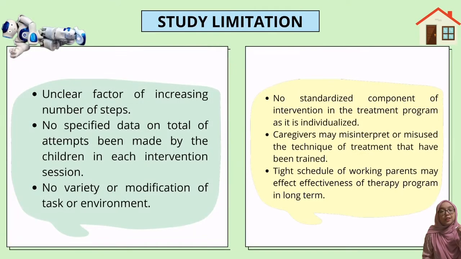There are several limitations in the social assistive robot case study. Firstly, there is an unclear factor for the increasing number of steps, either the motivation generated by the presence of the robot or other factors. Second, there are no specified data on the total attempts made by the children in each intervention session, and there is no variety or modification of task or environment as no progression was involved throughout the sessions, and the therapy is only limited to the neuro rehab department.